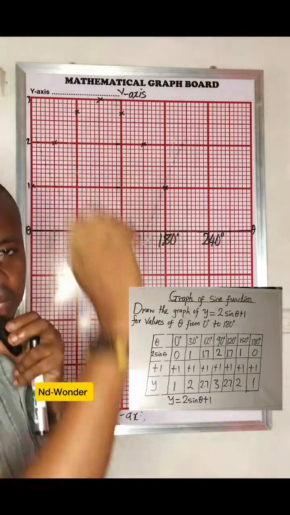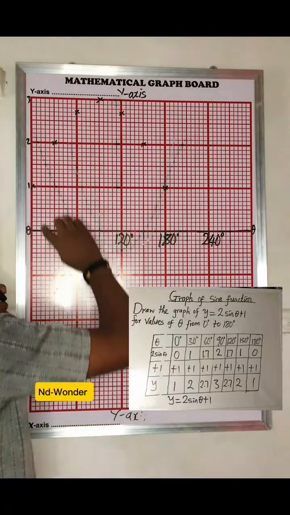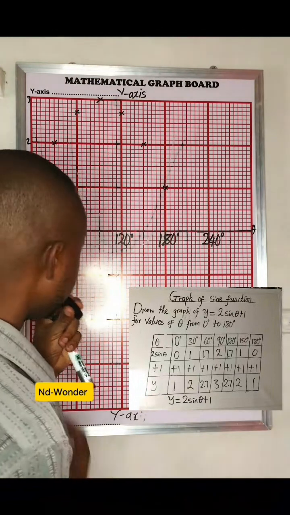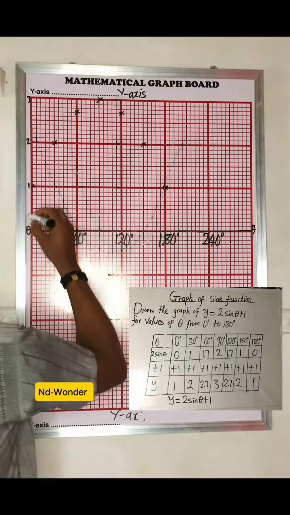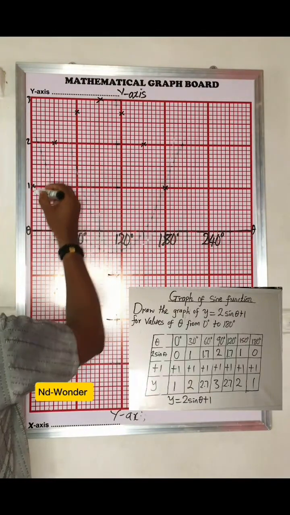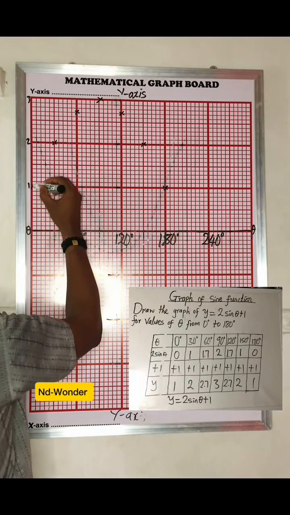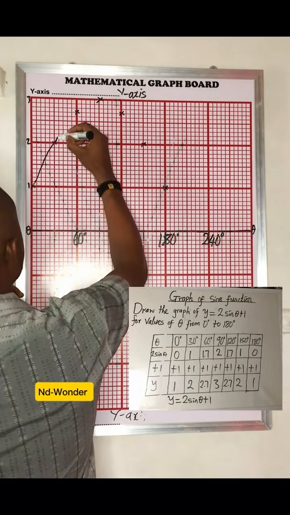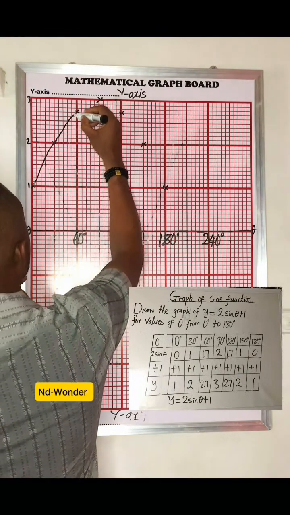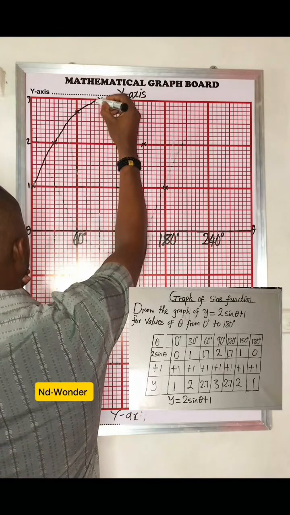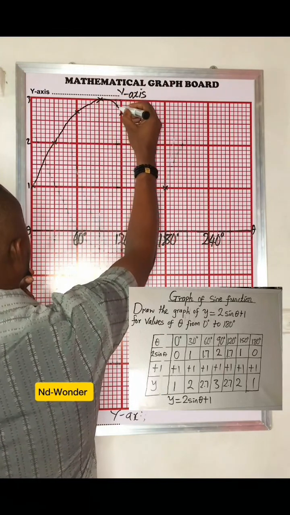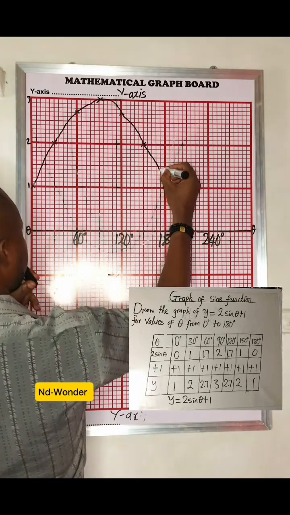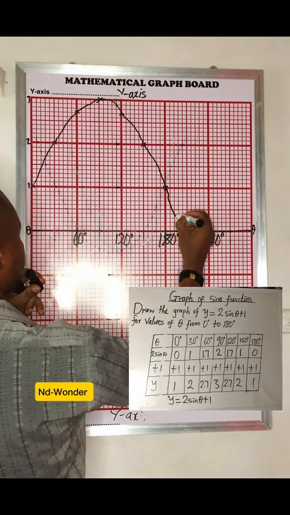So it continues. At this point, we now have to draw a curve, that is the wave. Now we go from down here, it must pass through the lines. Okay, here, coming down here, and here.